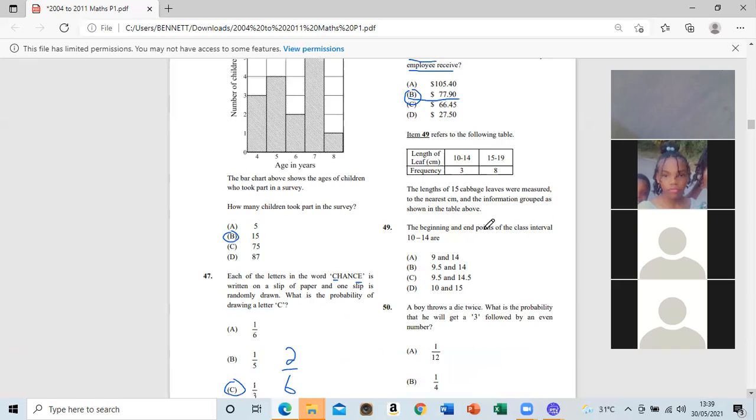All right. The length of 15 cabbage leaves were measured, to the nearest centimeter, and the information is grouped as shown above. The beginning and the ending of the class interval 10 to 14. All right. I don't even understand what they're going to ask. Let me just take a minute and see what they're going to say. So 15 cabbages, right? The frequencies are 3 and 8, so that's 11.